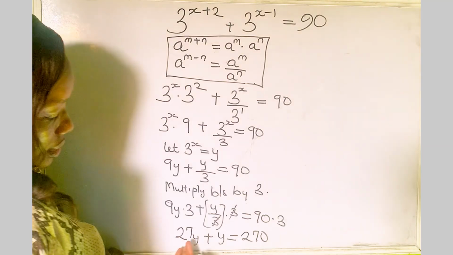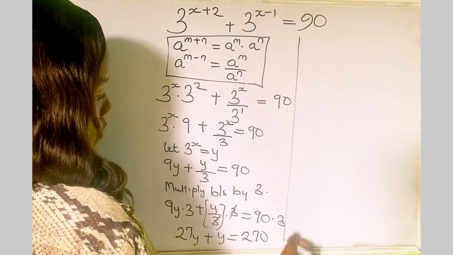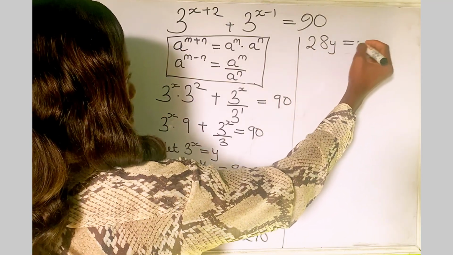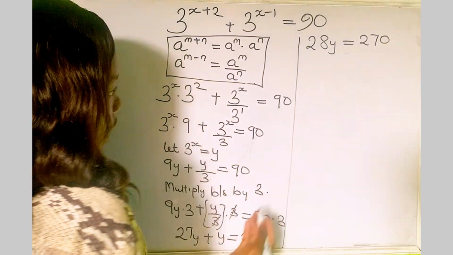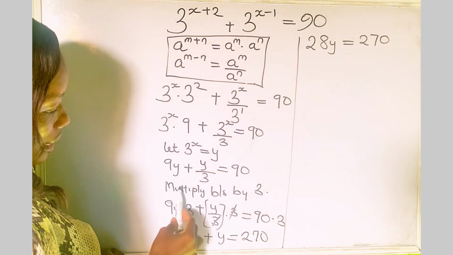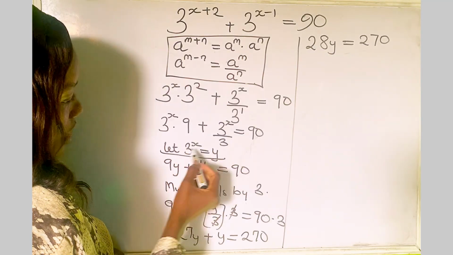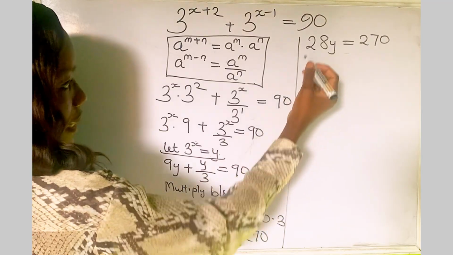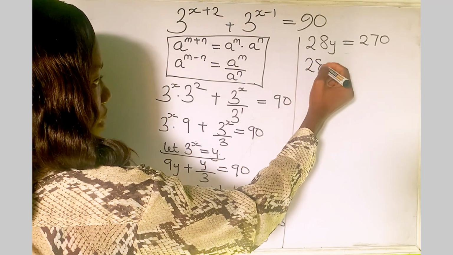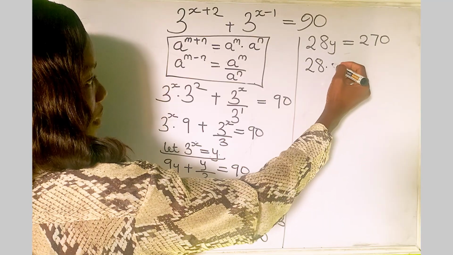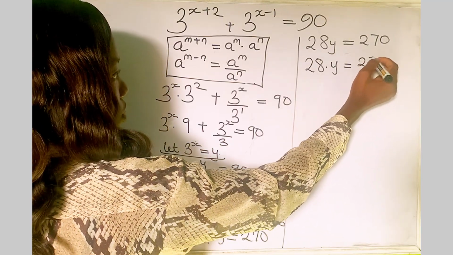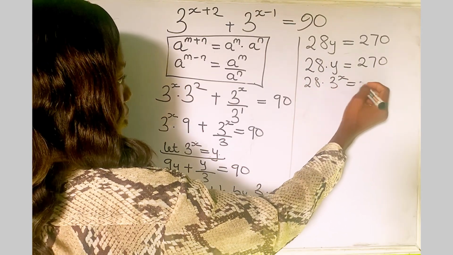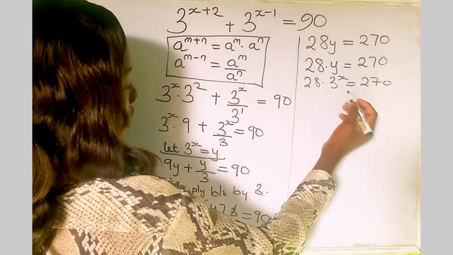270. Okay, so now 27y plus y is going to give you 28y, and that's equal to 270. Now recall that we said let 3 to the power of x be equal to y. So now we have y here. We can just plug that in. So we can call this 28 multiplied by y is equal to 270, and 28 multiplied by 3 to the power of x is equal to 270.